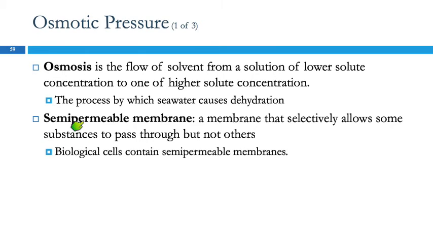A semi-permeable membrane, as the name suggests, is permeable to some things. So this is a membrane that allows some things to pass through, but not others. And biological cells have semi-permeable membranes. And so osmosis is an important process in biology.